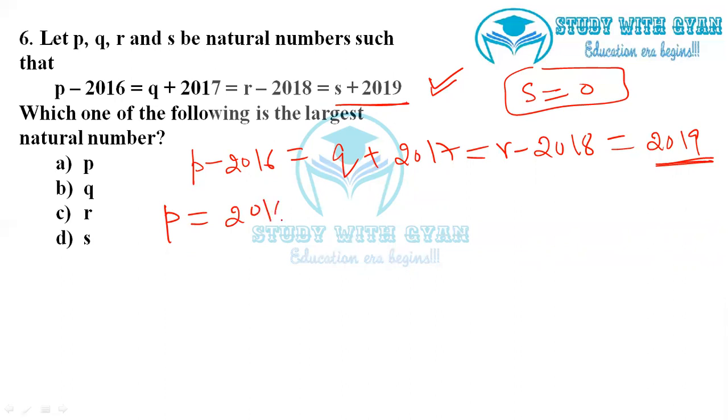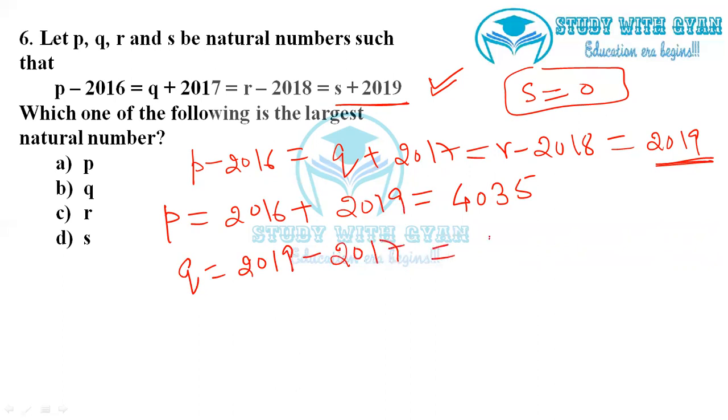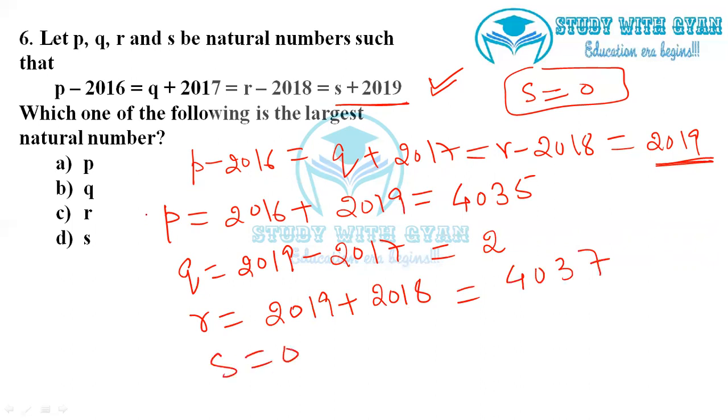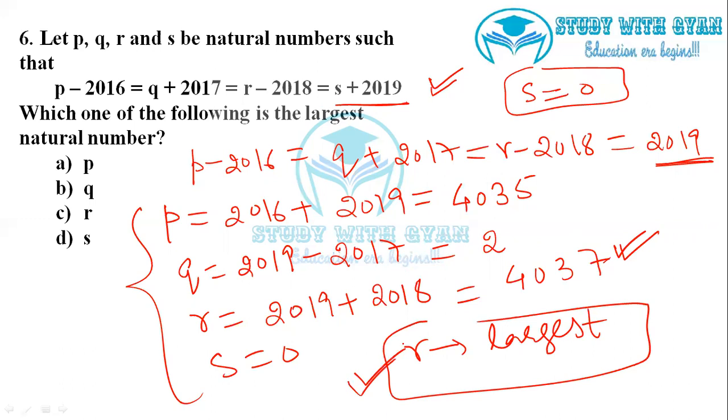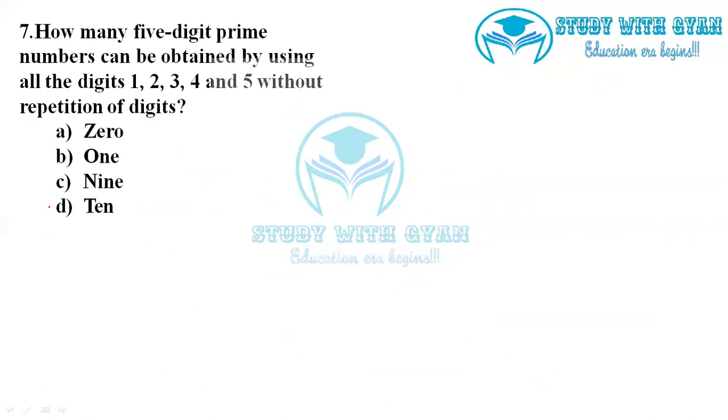So P equals 2016 plus 2019, that means 4035. Q equals 2019 minus 2017, that means 2. And R equals 2019 plus 2018, that means 4037. And S I already assumed 0. So you can easily compare that R is the largest one here. Again, R is the largest value when I put S equals 0. So you can proceed like this as well for these kinds of questions.